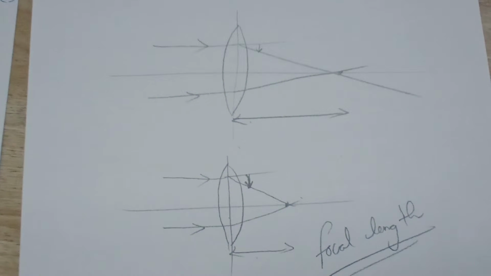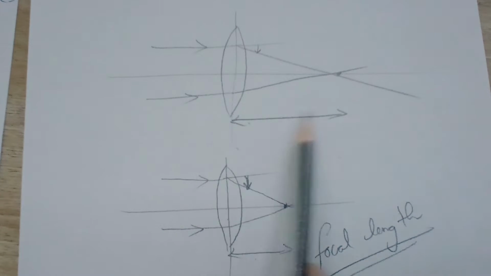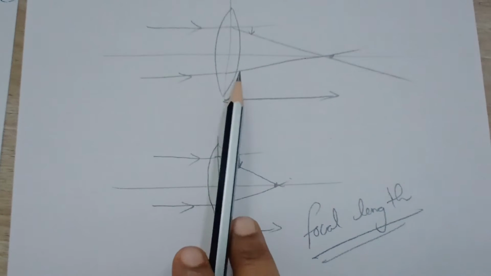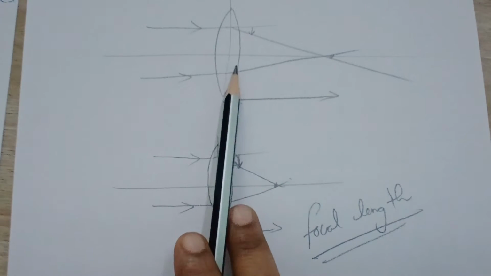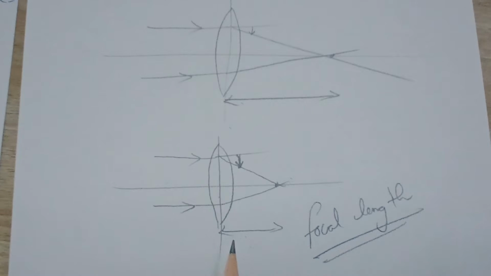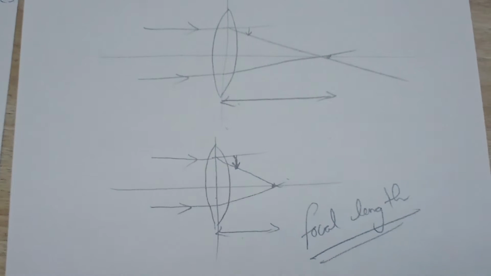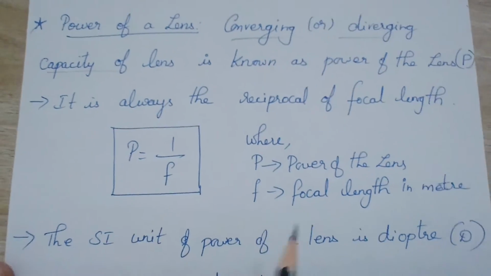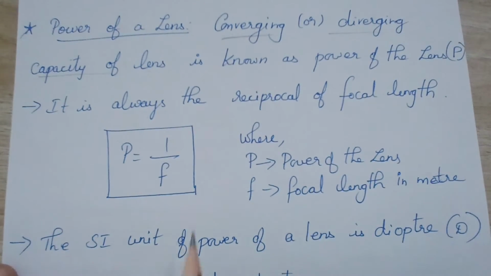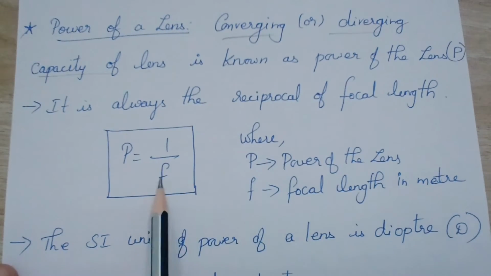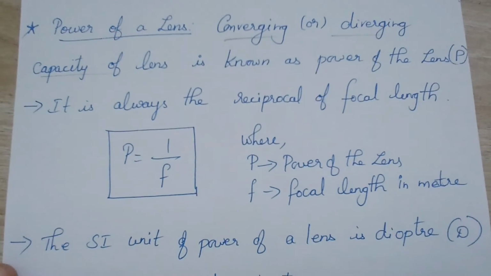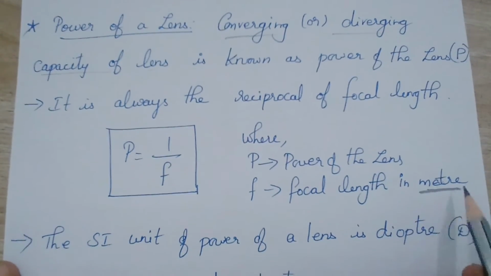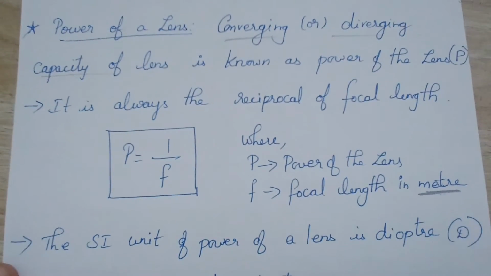Okay, so this power of the lens is expressed in terms of focal length. If the focal length is more, you will get less converging. If the focal length is very less, we will get more converging. That means what? It is inversely proportional. That's why it is given as power equals 1 by f. Okay, power is given as P = 1/f, where P is the power of the lens and f is the focal length in meters. It is always substituted or entered in meters. The focal length is entered in meters.